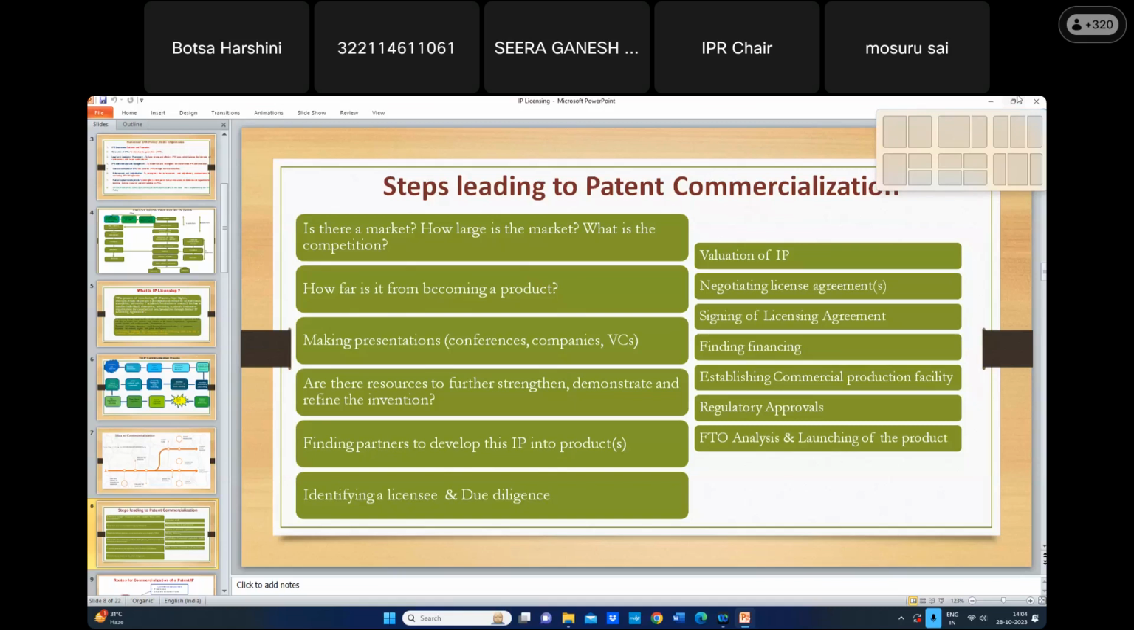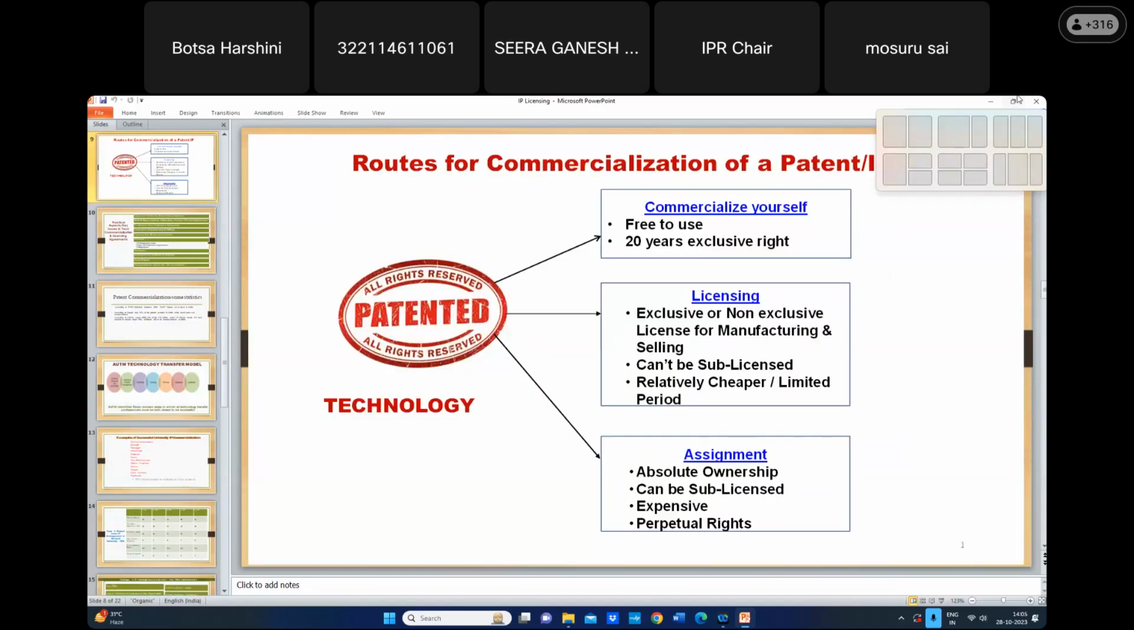And once that is done, you also need to get the regulatory approvals, which are important before launching the product to the market. And before launching the product into the market, you also need to do an analysis called freedom to operate analysis. This is also very, very important, particularly for innovative products which are under patent protection. If someone has already got a patent, say, for example, in America for the technology, you cannot launch the same product, you cannot sell the same product in the American market. So to know that, one has to do the freedom to operate analysis. So these are the basic routes for commercialization.